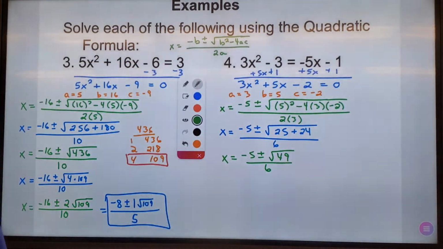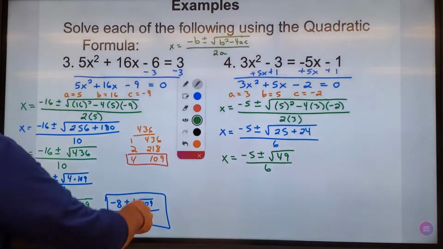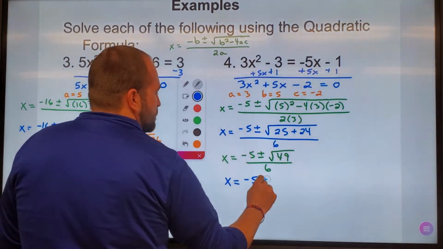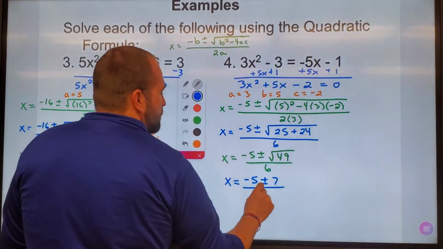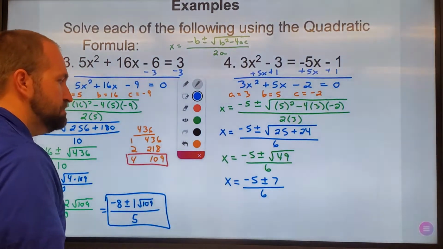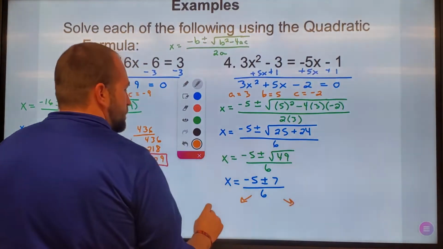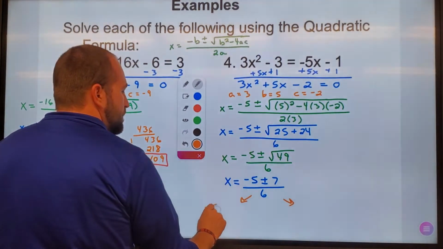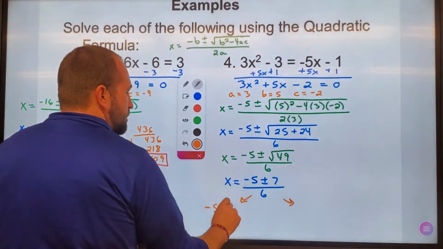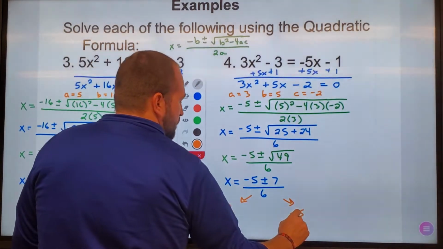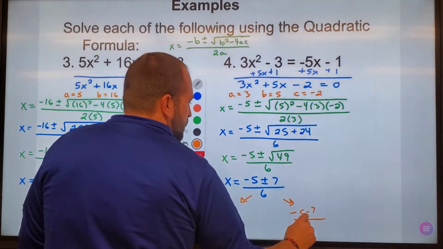Okay, and again, at this situation, we need to then identify if the square root is a perfect square or not. 49 is in fact a perfect square, so that becomes x equals -5 plus or minus 7 over 6, which then allows me to break it up into my two cases. That gives me -5 plus 7 over 6, and -5 minus 7 over 6.